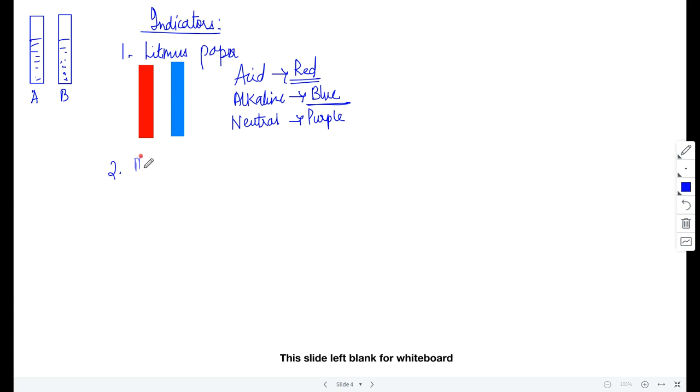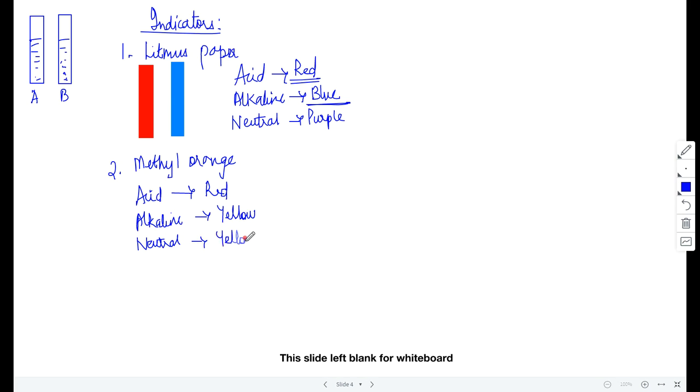The second indicator we have is methyl orange. Now methyl orange is a liquid that we use as an indicator. So if it is an acid, it will show red color. If it is alkaline, it will show yellow color. If it is neutral, again it will show me yellow color. Okay, so this is about methyl orange.